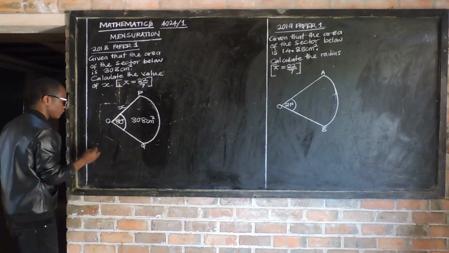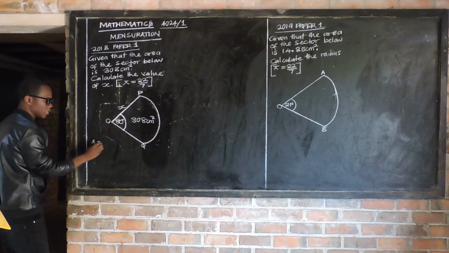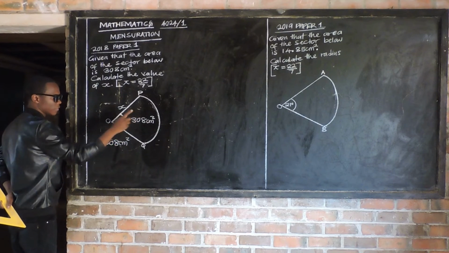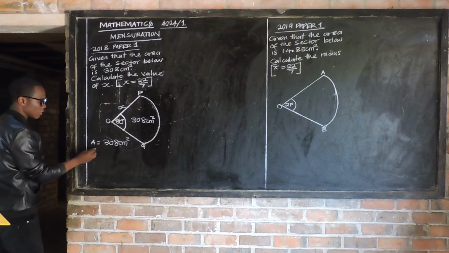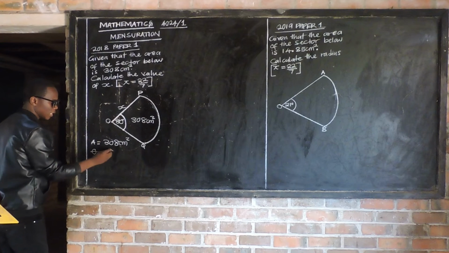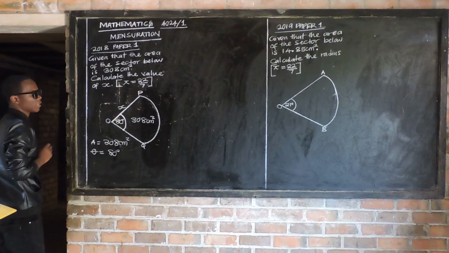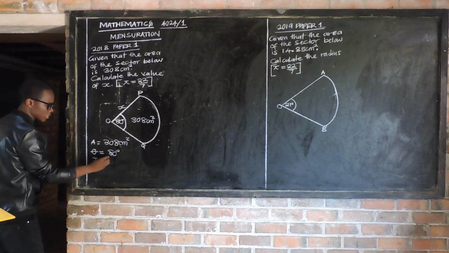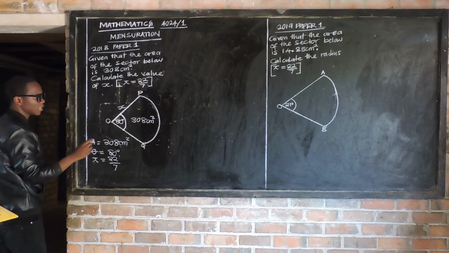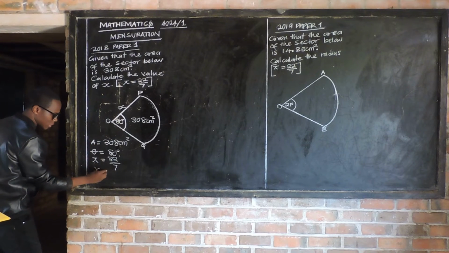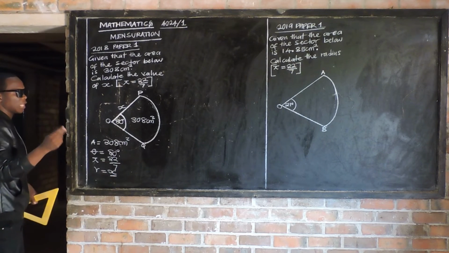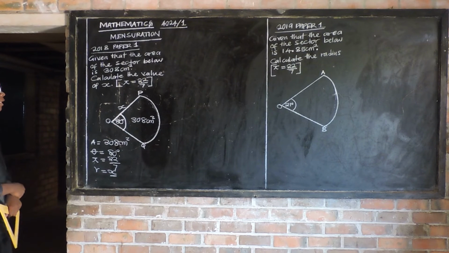So what do we have? We have the area, which has been given to be 308 centimeters squared. This is the area of the sector. Then we also have theta, the angle subtended by the arc PQ, which is 80 degrees. Then we also have pi, which is 22/7. Now what do they want? They want x, which is the radius. We don't have the radius; this is x. They want us to find the value of x, the radius of this sector.